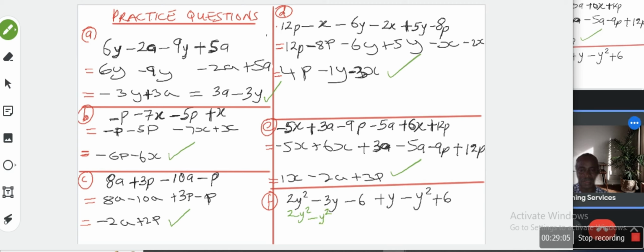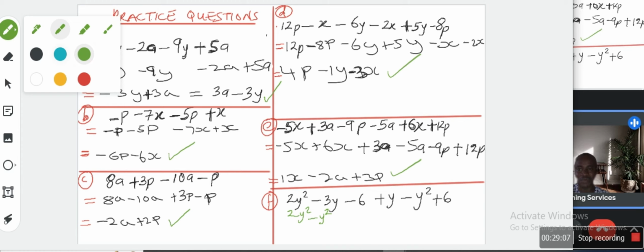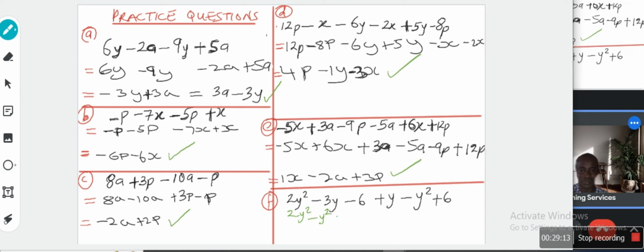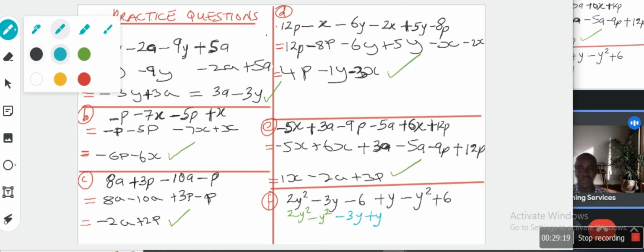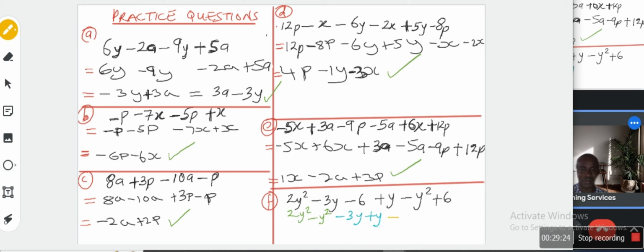And after the y squared, which one can we collect now? Starting with y, minus 3y, and then plus y. After the y, which one do we collect? The numbers. Minus 6 and plus 6, isn't it? Okay. So you can see that. So what will this one in green give?